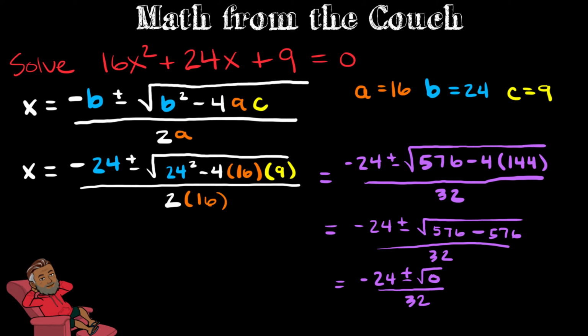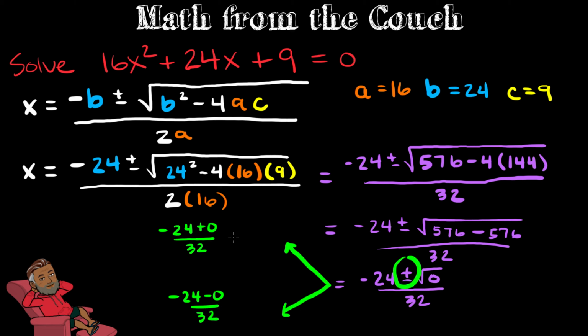So now what I have is 2 possible answers here. Technically only 1, but I want you guys to split it up. What I mean by that is you would write negative 24 plus 0 over 32, and then you would also do negative 24 minus 0 over 32. That's what that plus and minus sign means. It means that you have to do 2 problems. You have to do the plus problem, and then you have to do the minus problem. Sometimes they're going to be 2 different answers. In this case, they are the same answer.